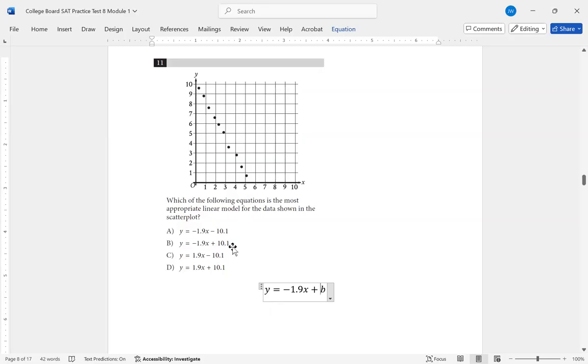B is going to be, again, up here at like a positive 10-ish. And the one value that has a positive y value for the y-intercept is 10.1. So y equals negative 1.9x plus 10.1 is the answer. And that is option B. So option B is the one with a negative slope and a positive y-intercept.